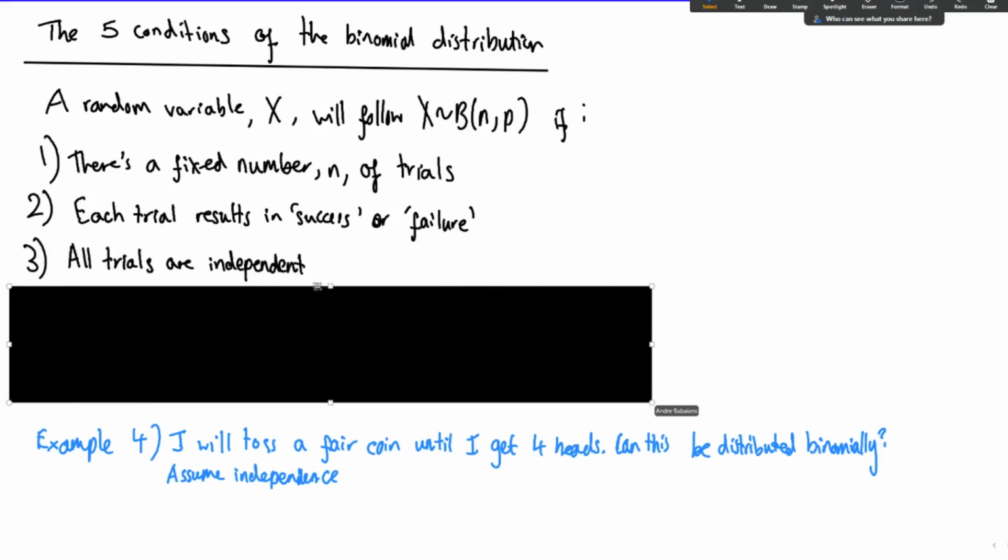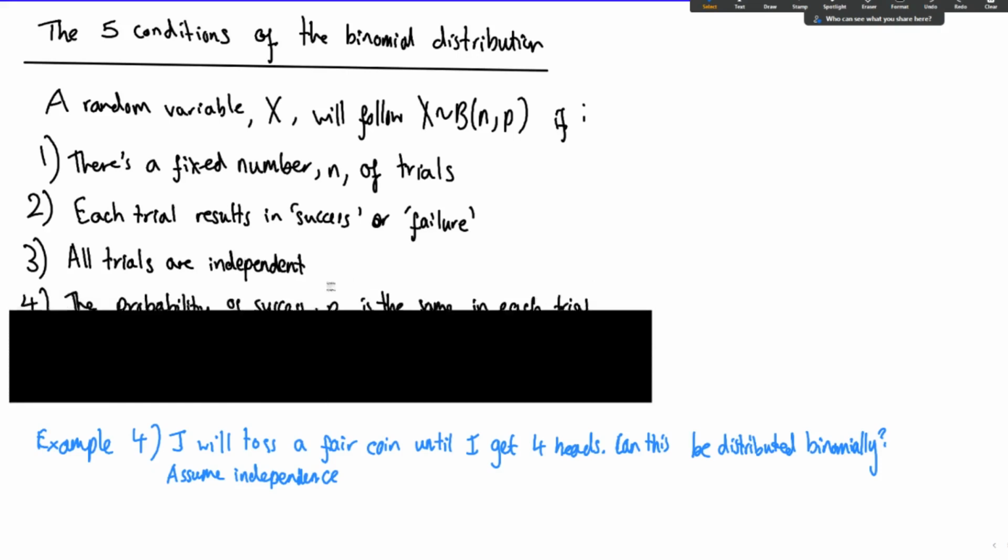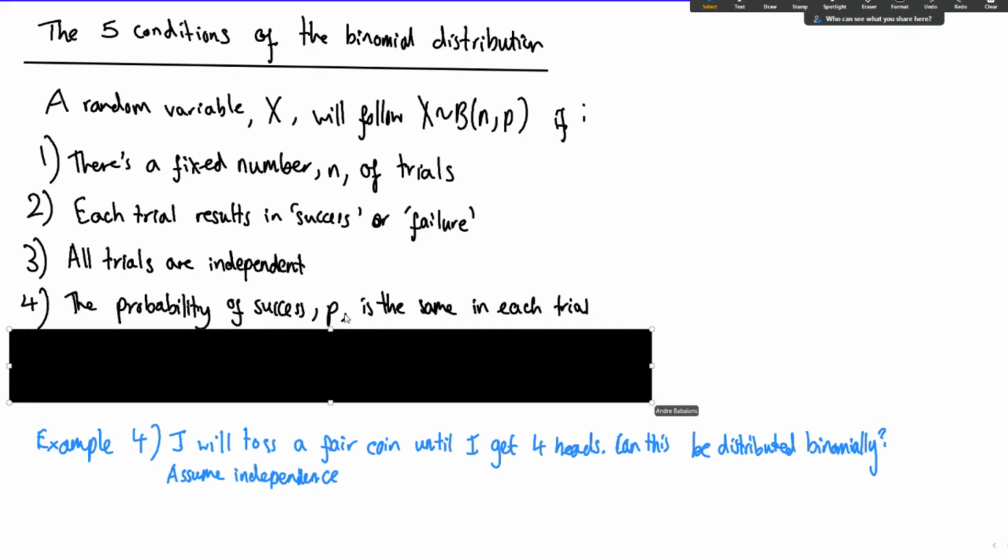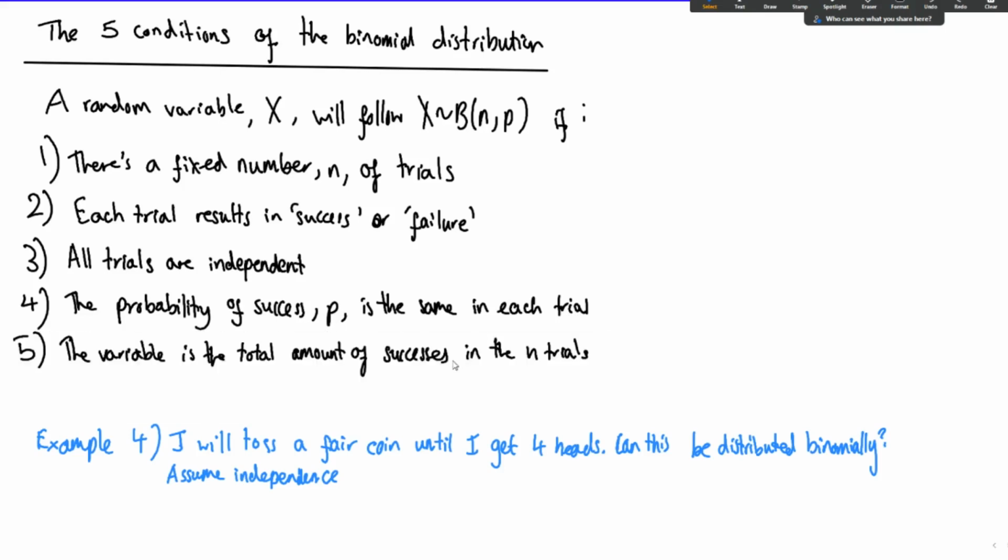Okay, the third thing is that all trials are independent, and you should have learned about independence when you were learning about probability, and it just means that none of the trials can affect the outcome of future trials. The probability of success p is the same in each trial, so the probability doesn't change. And finally, the variable is the total amount of successes in the n trials.